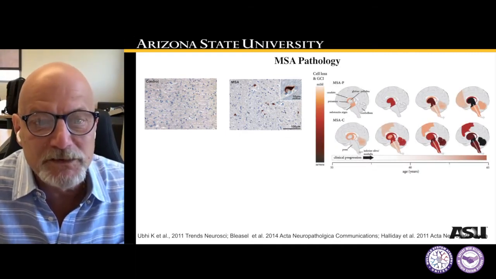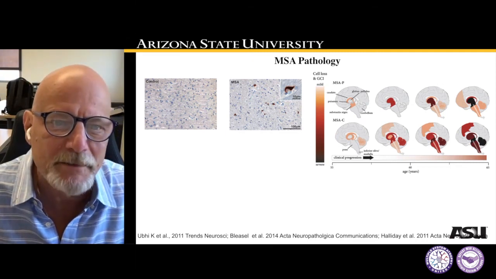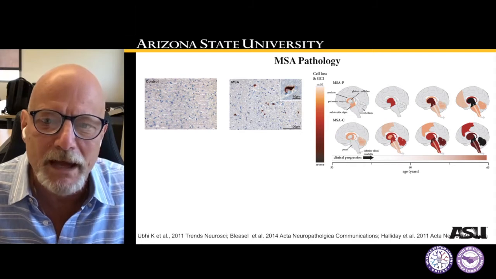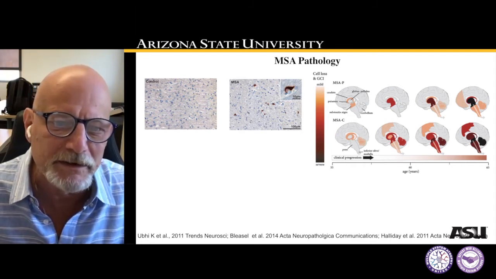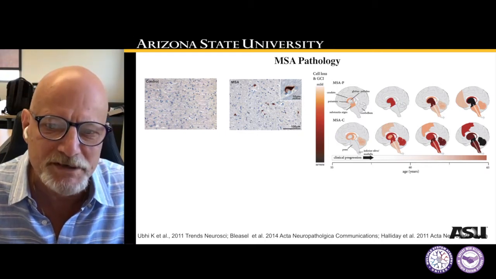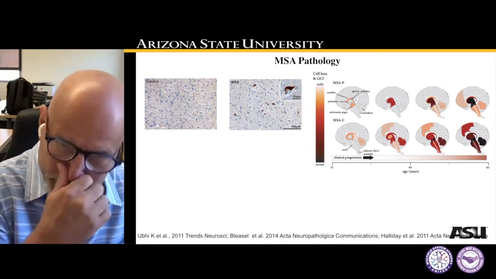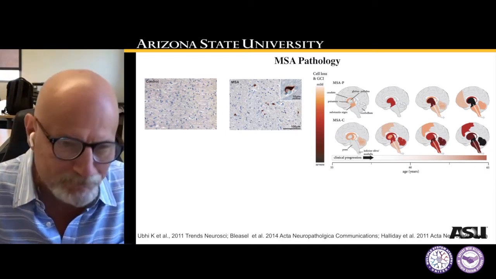And for the two different types of MSA, the MSA-P on top, you can see the spreading in the basal ganglia, and less so in the cerebellum. But in MSA-C, it starts, as we progress clinically, in the cerebellum and ends up spreading to a variety of regions, including the cerebral cortex.